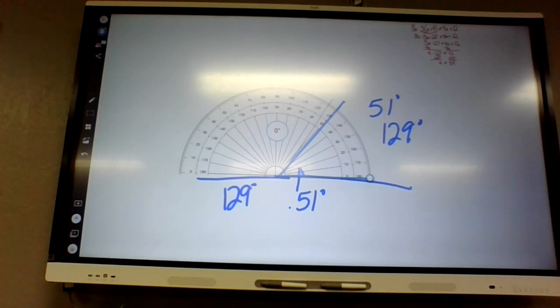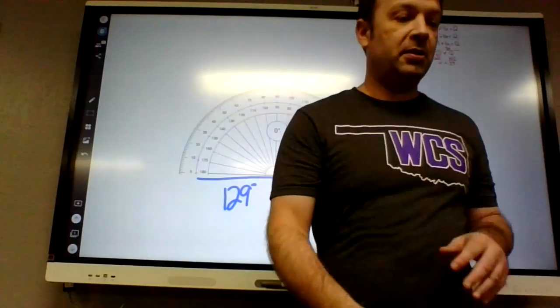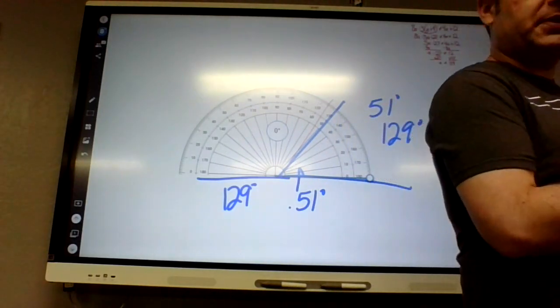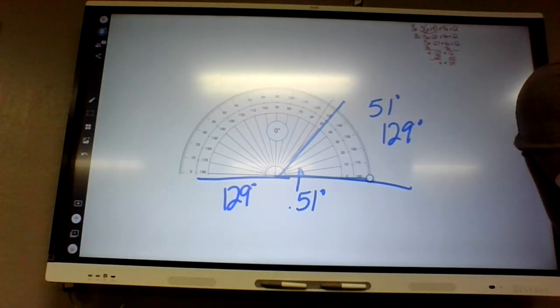Paxton, did you get close? 52. Did you have it perfect, or did you just write it after I said it? I just wrote that. Okay. Try number 17, so you can get within 3 degrees on that one.